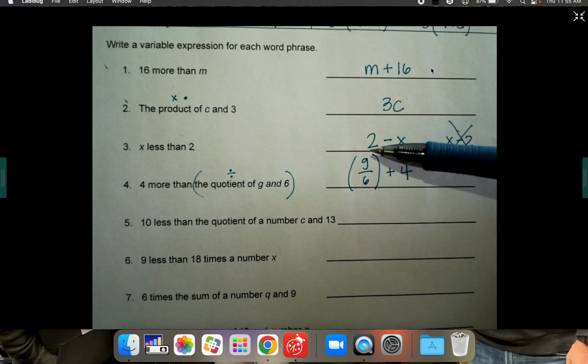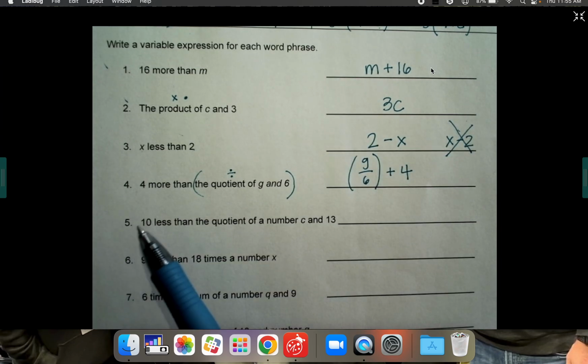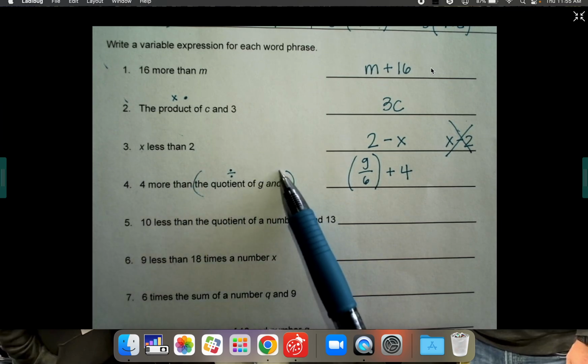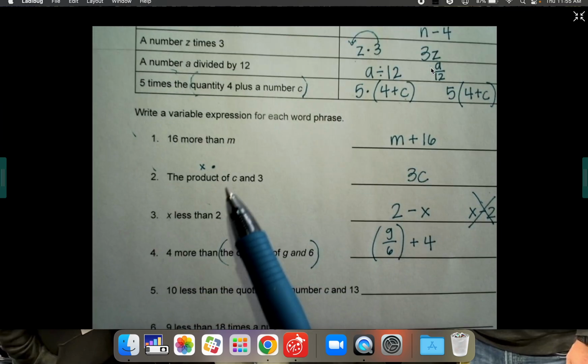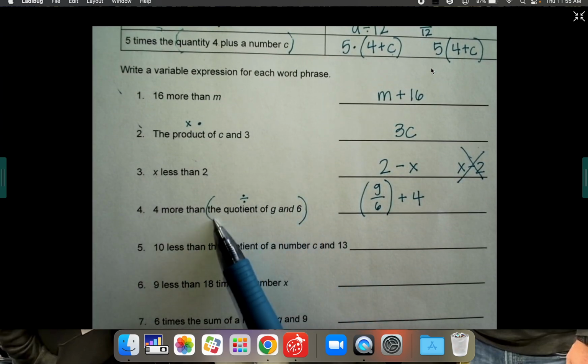In this particular problem, if you didn't use parentheses, it's okay, because order of operations tells you to divide first and then add 4. You always divide before adding, but since it says 4 more and then the quotient of whatever, then the product of whatever, then the quantity of whatever, it's a good idea to always keep that grouped together.